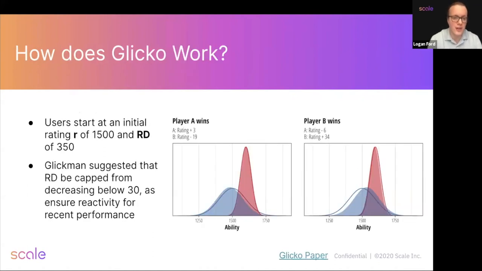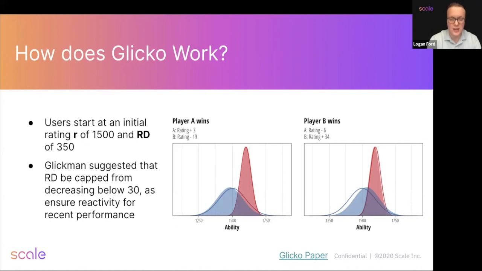And so, like I said before, we have this initialization of 1500 for R. We have an RD value of 350 to start. And then Glickman also suggested having the RD be capped from decreasing below 30 to ensure that we stay above a certain level of reactivity, such that if it decreases too low, the possible updates start slimming down more and more. And so we want to make sure that as new data comes in, we can shift our belief in both the rating and the deviation very quickly.